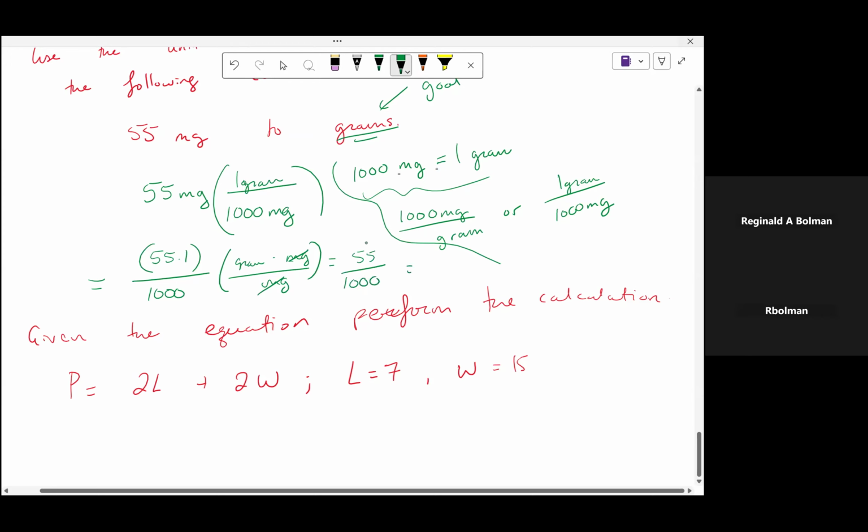And 5 can definitely go into 1,000 200 times. So 5 should be able to go into 1,000 200 times. And 5 would go into 55 11 times. You've got 11 over 200. And by the way, note that this is going to be measured in grams.